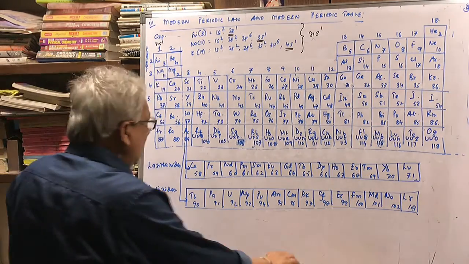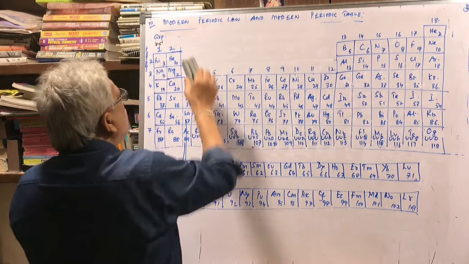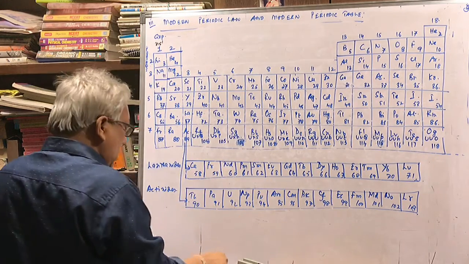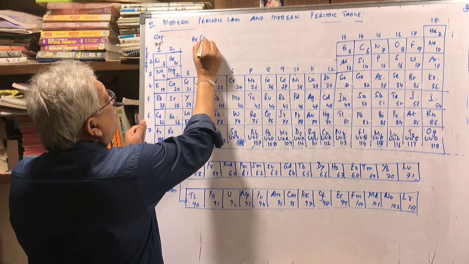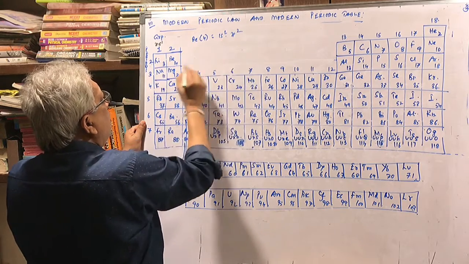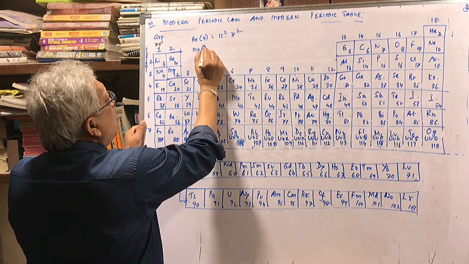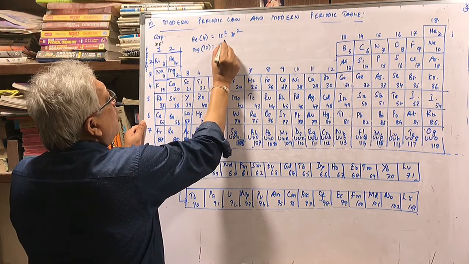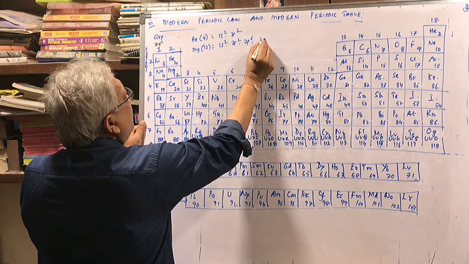Now let me take the next one. I'll just take one or two elements and I'll be able to show that. Now if you take the first element, beryllium, the atomic number is 4. So the configuration is 1s2 2s2. Magnesium atomic number is 12. So configuration is 1s2 2s2 2p6 3s2.